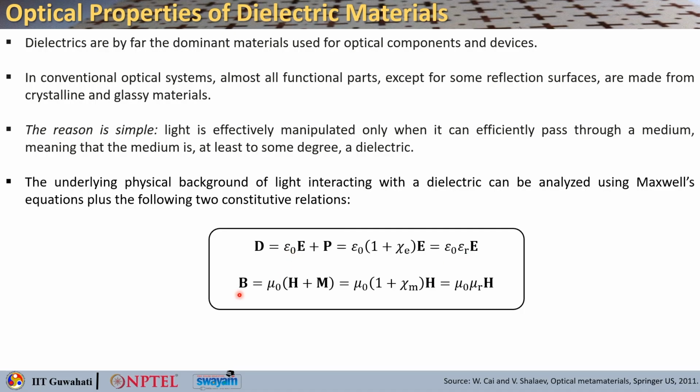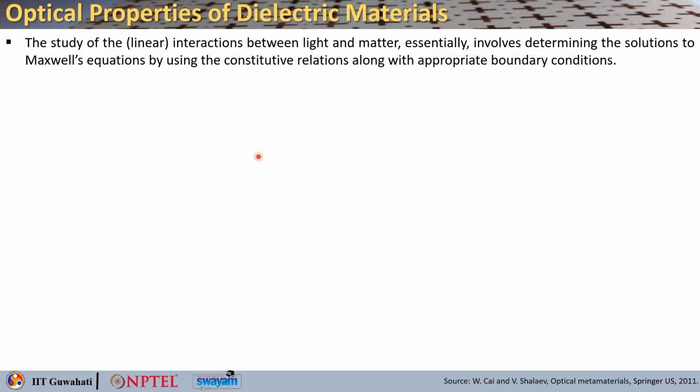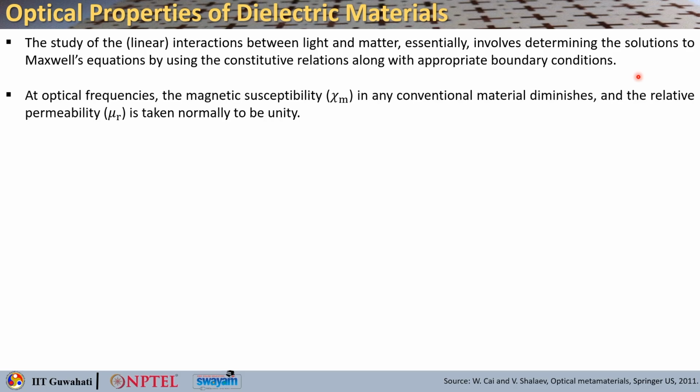Similarly, you can also have the relationship between B, H and M, as we have seen earlier. So, this can also be written as mu naught mu r into H. H is the magnetic field and B is the magnetic flux density. So, the study of the linear interactions between light and matter, especially which involves determining the solutions to Maxwell's equations, will be by using these constitutive relations along with appropriate boundary conditions.